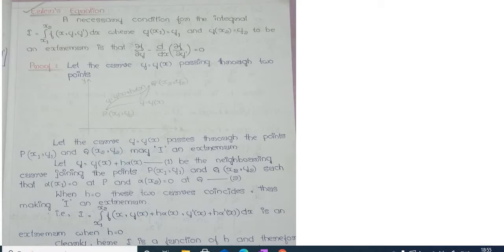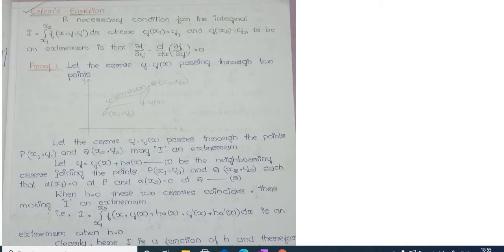Euler's equation: a necessary condition for the integral I equal to integration x1 to x2 f of x comma y comma y dash dx, where y of x1 equal to y1 and y of x2 equal to y2, to be an extremum is that dou f by dou y minus d by dx of dou f by dou y dash equal to 0. So that means this integral value will have maximum or minimum value when this condition is true. Now we are going to prove this condition.